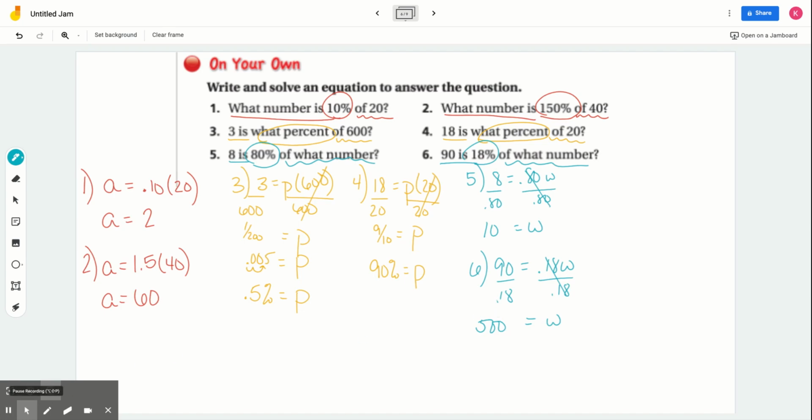Now, as you work on your assignments on this particular lesson, keep in mind that the part is equal to the percent times the whole. We are using our information on solving equations to help us solve for the missing piece, but keep in mind that you always have to change that percent to a decimal.